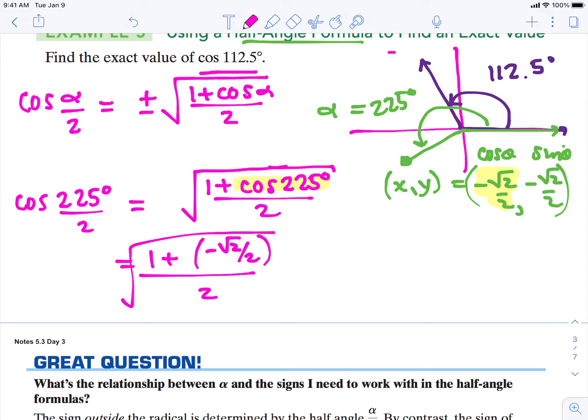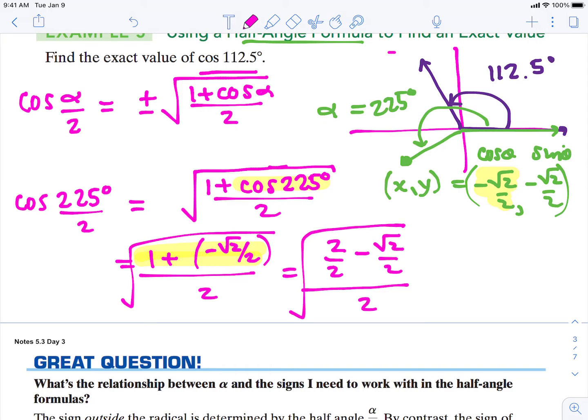The rest of this problem is a little bit tedious. It's a lot of simplifying. So let's talk about this numerator. This numerator has unlike fractions. That 1 can be rewritten as 2 divided by 2. 2 divided by 2 is 1. And then minus the square root of 2 over 2. And then all over 2.